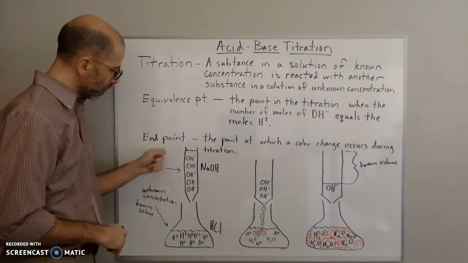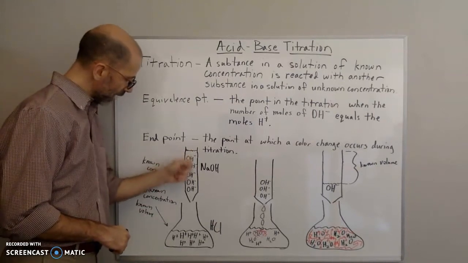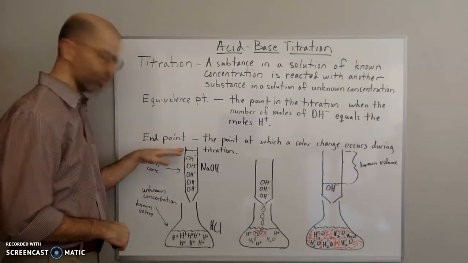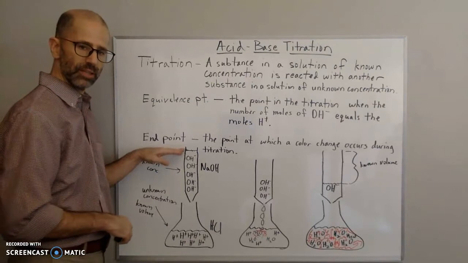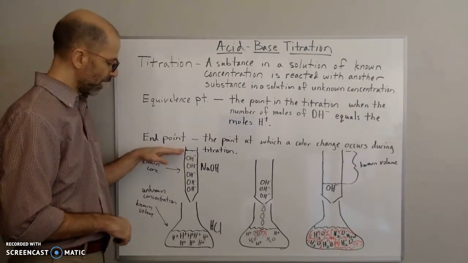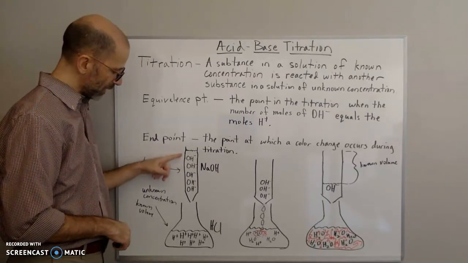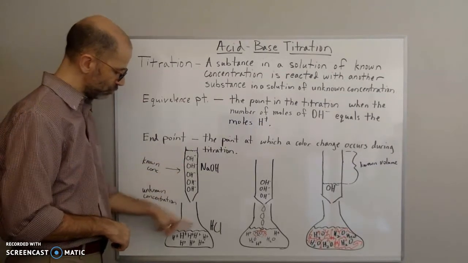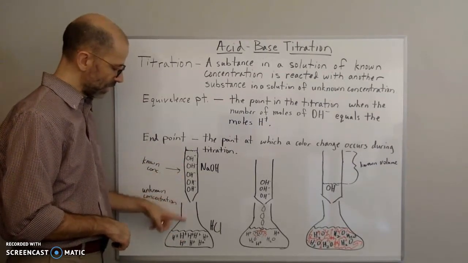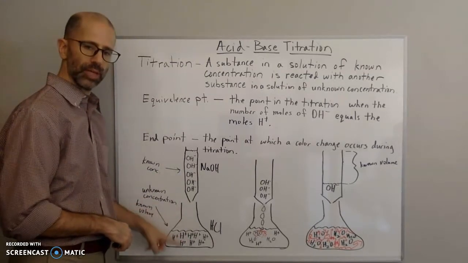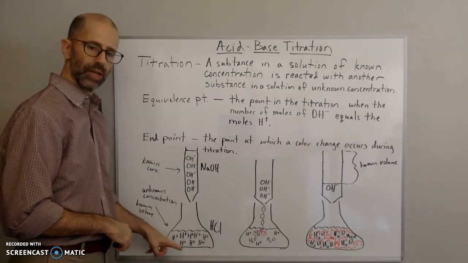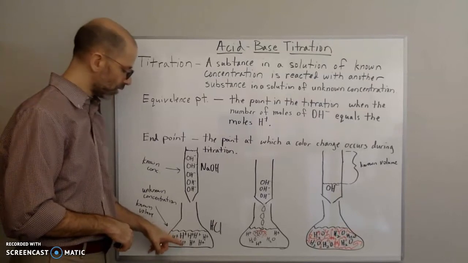So the OH is going to be added. I start at a certain volume and I measure that volume because that's important. That's a starting volume. And what I'm going to do is add my OH minus, my base. I'm going to keep adding that to the hydrogen, and as I'm adding it, the H plus, the protons, are going to be neutralized. They're going to react and form water.